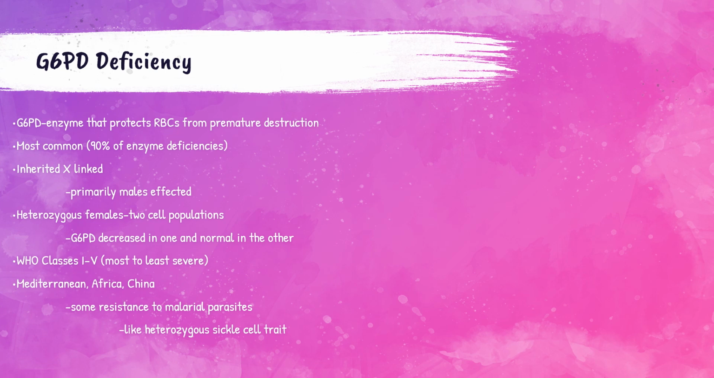Glucose 6-phosphate dehydrogenase, or G6PD, is an enzyme that protects the red blood cell from being prematurely destroyed. G6PD deficiency is actually the most common type of enzyme deficiency. It's genetic and X-linked, mainly occurring in males. And the reason for that is that it is X-linked. So what it means is that the mutation is in the gene on the X chromosome.